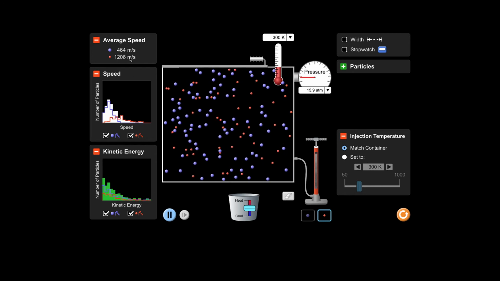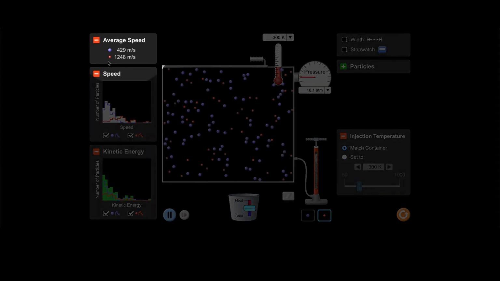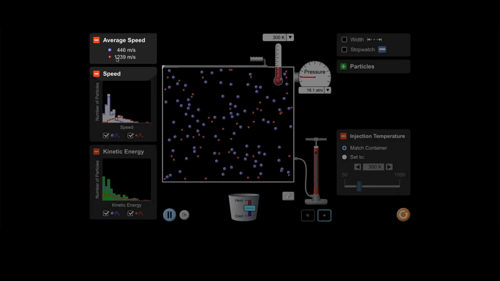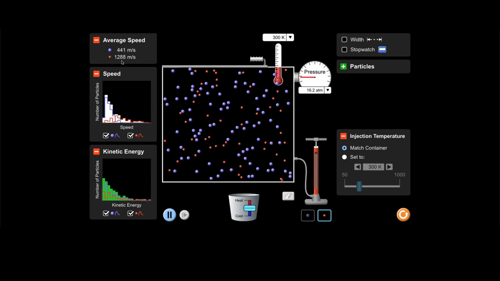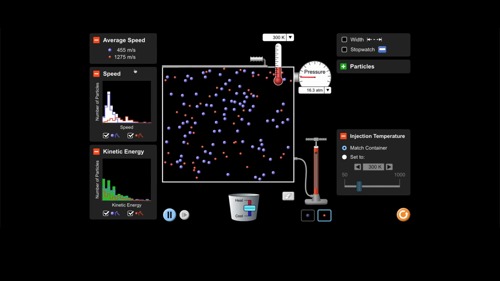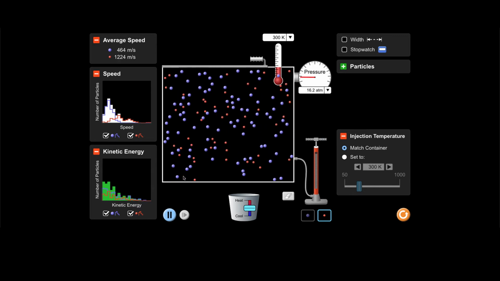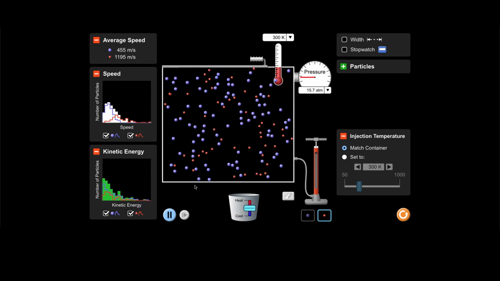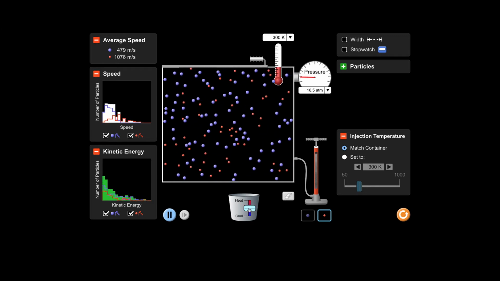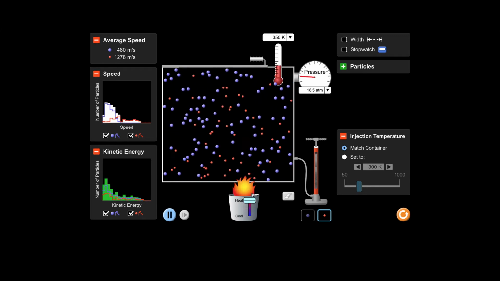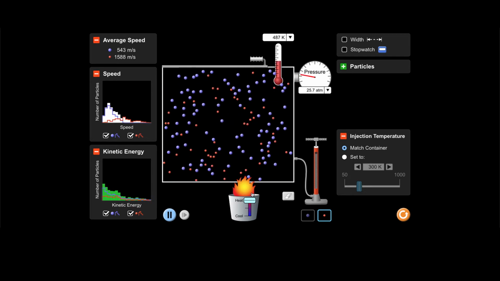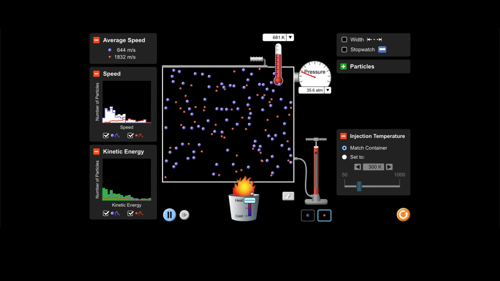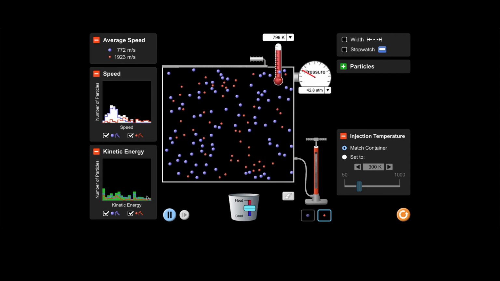This is further highlighted with our clock of average speed up here on the top left. Clearly, my red particles are moving much faster than my blue particles. And this is, again, in an effort to keep the kinetic energy consistent amongst those two types of particles. Now, as the kinetic molecular theory says, if I were to heat up this sample, what I am doing is increasing the average amount of kinetic energy in this system. And this is precisely what we observe in our plot over here to the left of kinetic energy.